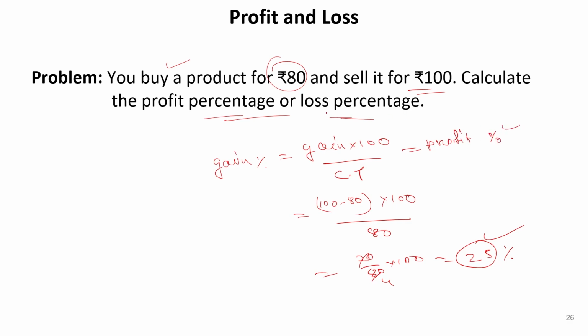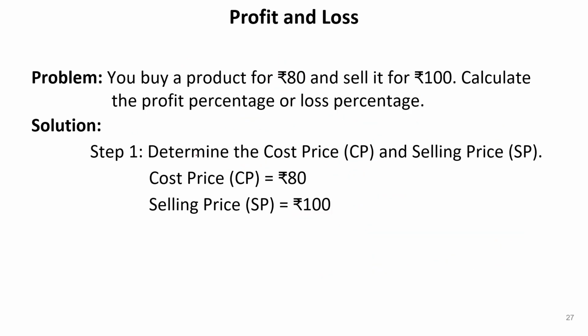Okay, so it will be nothing but 25%. So, determining the cost price and selling price. Cost price is 80 here because at that price the article is being bought by the shopkeeper, and selling price is the price at which the shopkeeper sells it to a customer, that is 100 rupees.